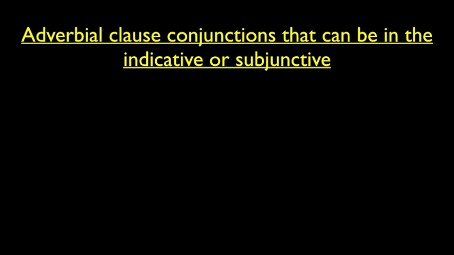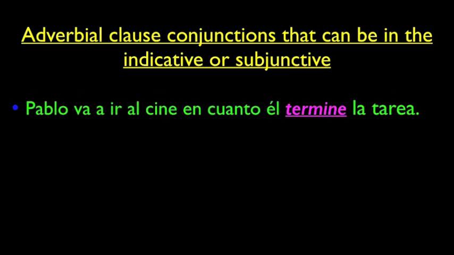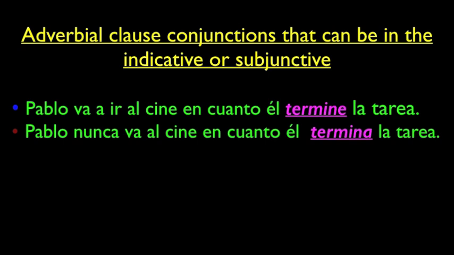And then here are a group of conjunctions that can either be indicative or subjunctive. You have to be careful. Remember, the subjunctive is all about the future. And so therefore, Pablo va a ir al cine en cuanto él termine la tarea. He's going to go to the movies en cuanto, as soon as he finishes the homework. En cuanto is a conjunction that may take the indicative or the subjunctive. Here, because the main clause is about the future, it'll take the subjunctive, termine.